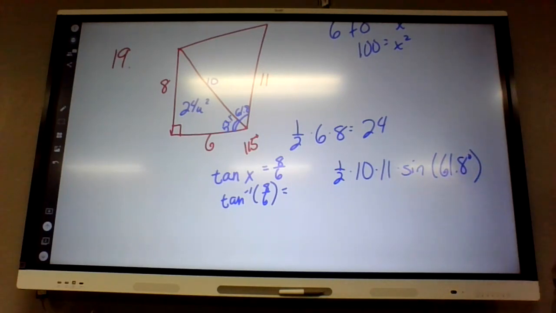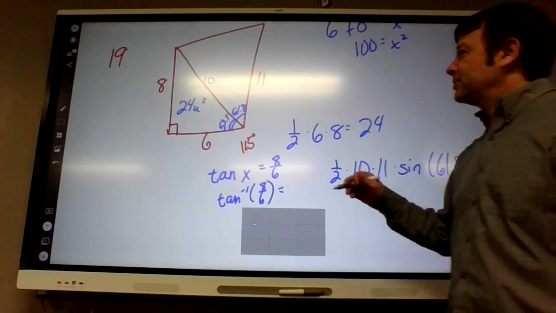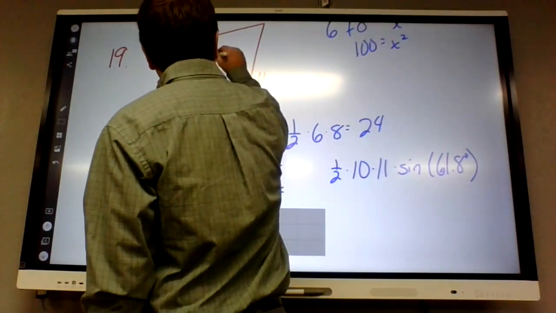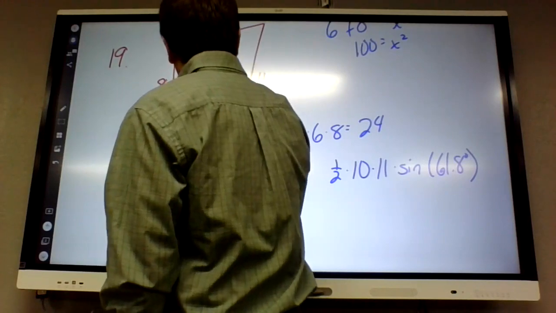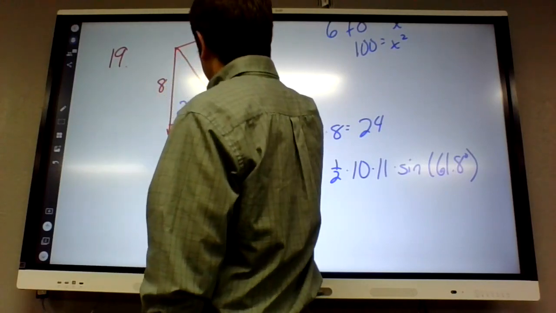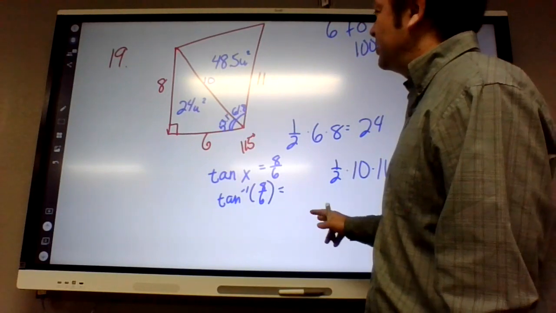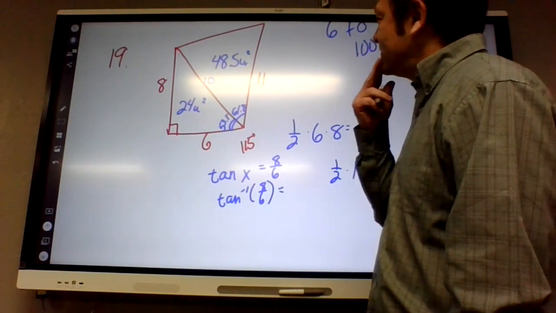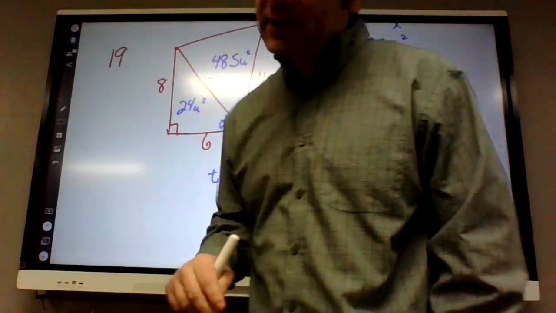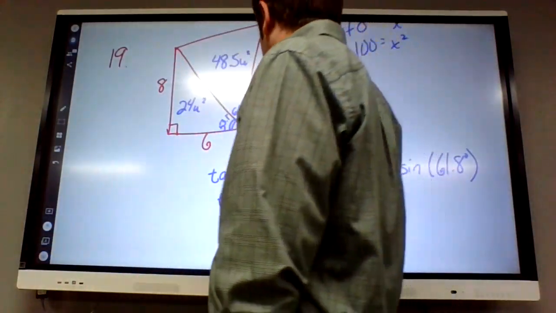48.47. Oh, 48.4. Okay, we'll call it 48.5. So that's the area of this triangle. So you add these two triangles together, and you get your total area. What is that, 72.5? Let's see, is that what they got? Okay, they rounded it to 73.